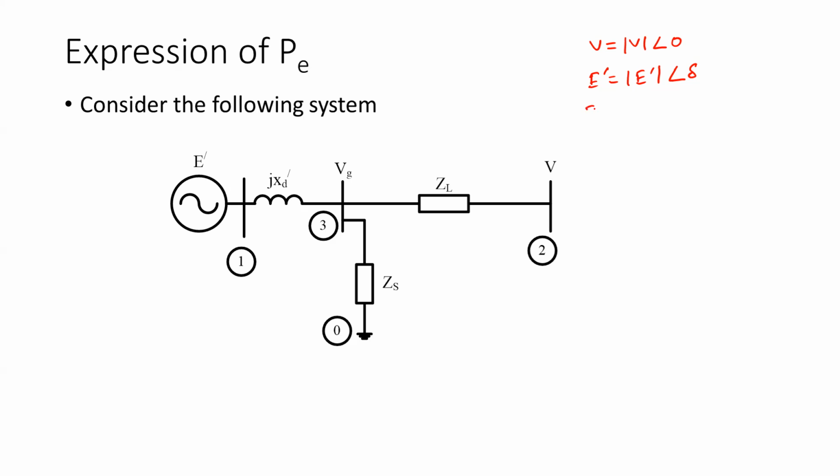Okay, you'll see. Then we have my ZL. Now, see, it says ZL, not XL. That means you are considering impedance. So if ZL is impedance, ZL can be written as what?